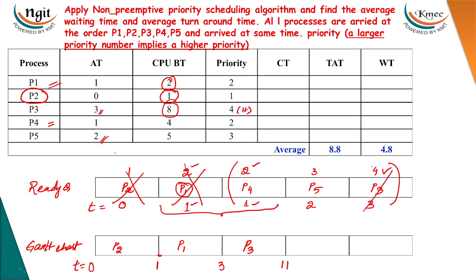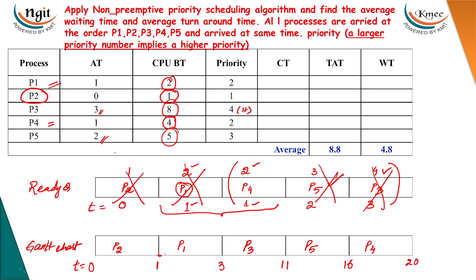Okay. Now P3 is completed. Now at time t equal to 11, how many processes are left? P4 and P5 are left. Which one has the highest priority? P5. So P5 will be loaded into the CPU. What is the burst time of P5? 5. So 11 plus 5, 16. Then P5 is also completed. The only process that is left is P4. So there is only one process, and that process will be taken into the CPU. The burst time of P4 is 4, so it will be executed up to 20.